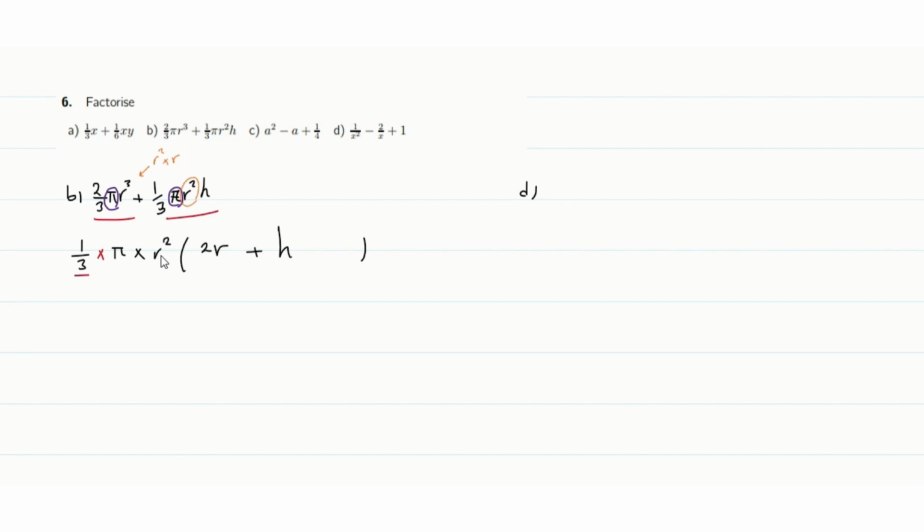Now let's solve D. We're gonna rewrite the equation. It is 1 over x squared minus 1 over 2x plus 1. So what I can do, I can write the first term, which is 1 over x squared, as 1 over x squared minus 2 times 1 over x squared plus 1.